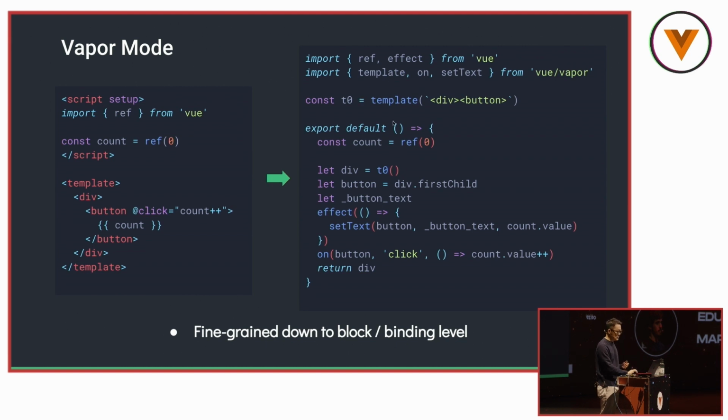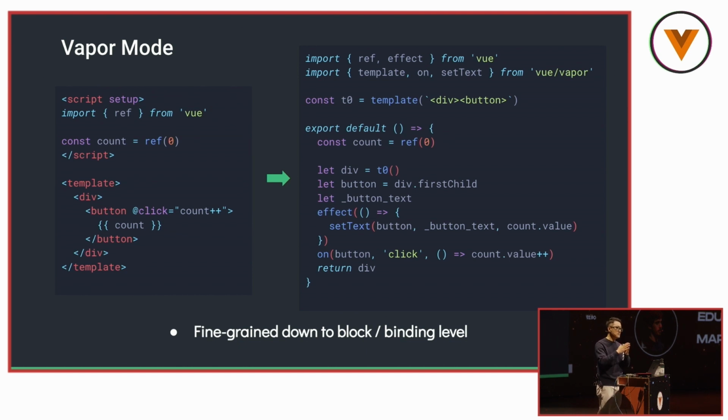So first of all, in Vapor mode, because we limit the subset of APIs you can use, there are a lot of assumptions that we can make. For example, the component can be compiled into just a simple function call. So this even reduces the need for the existence of a component instance, which is in fact one of the most expensive things in large Vue applications.